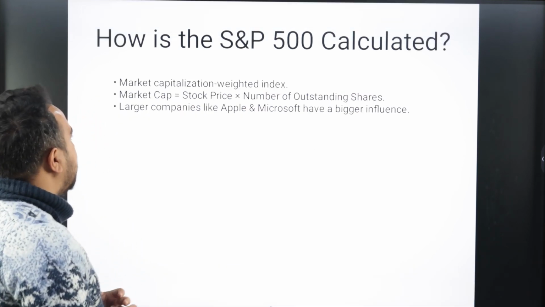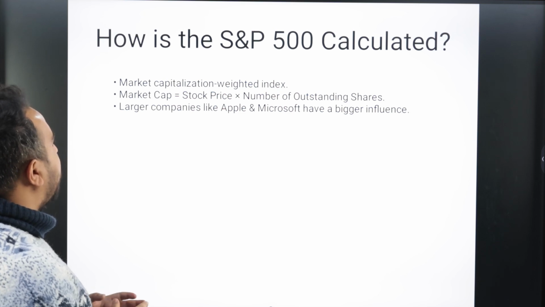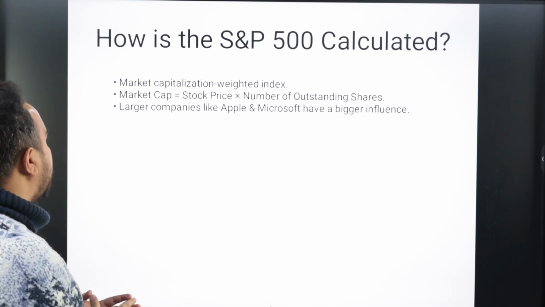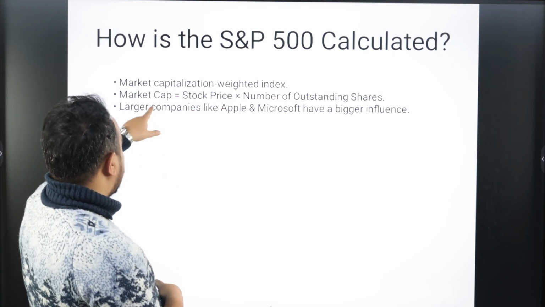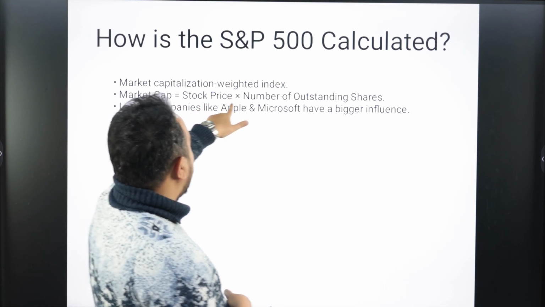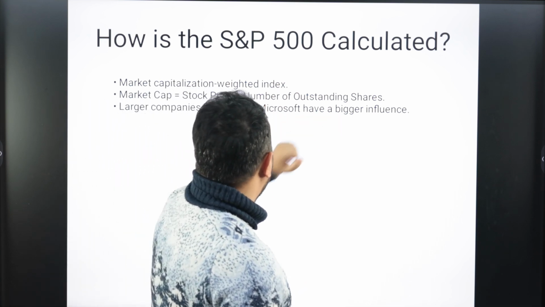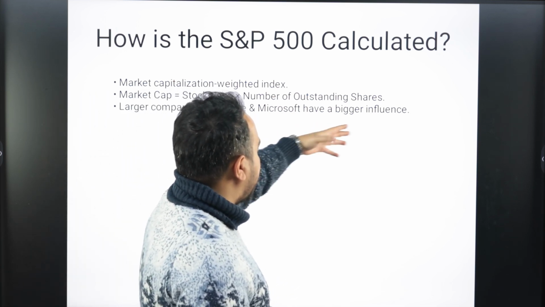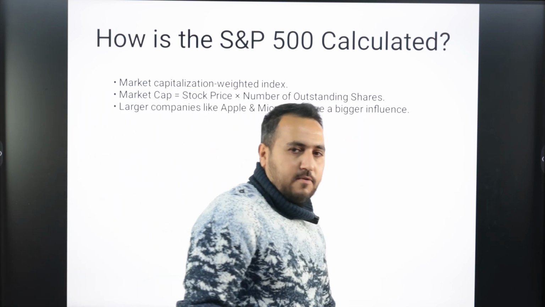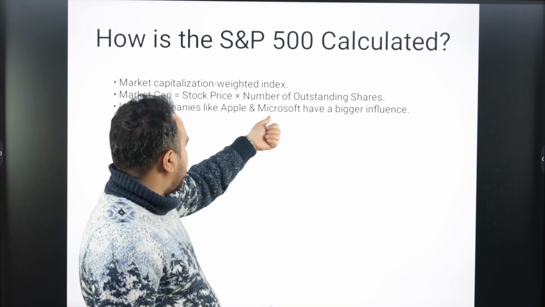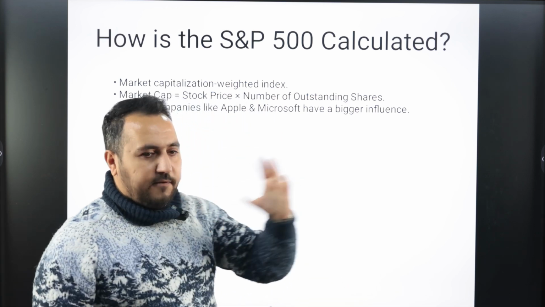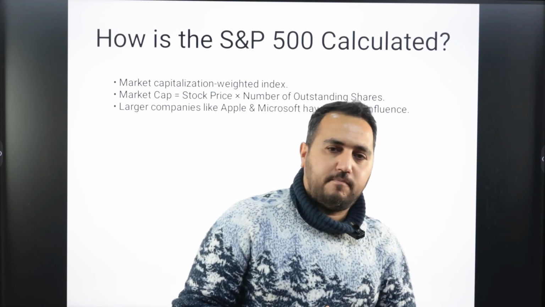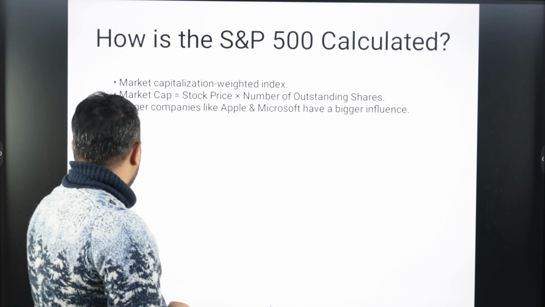How is the S&P 500 calculated? It is a market capitalization weighted index. Market cap is equal to stock price times the number of outstanding shares. Large companies, as I said, Apple and Microsoft, have become influential because 5% of Microsoft and Apple will affect the index price more than any other part of this index.